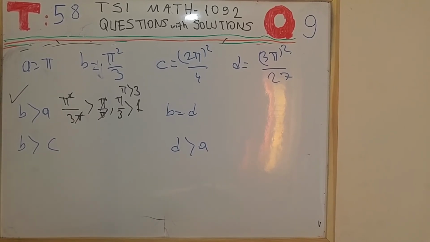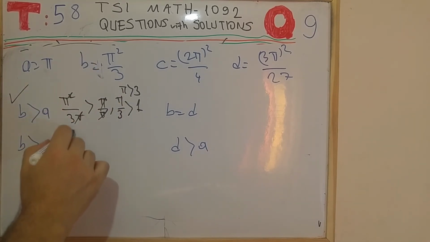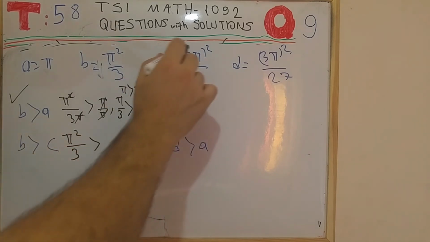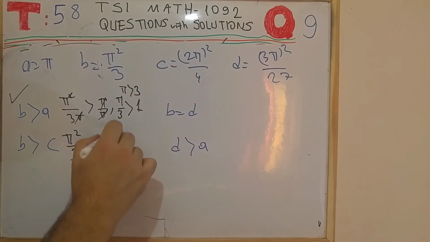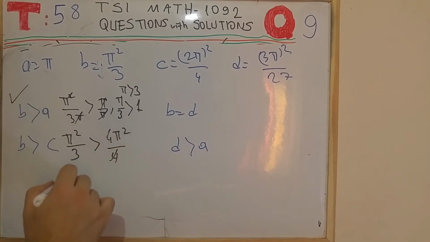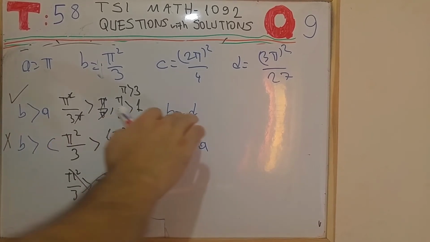B is greater than C. Let's check it out. B is equal to pi square over 3, and C is equal to 4 pi square over 4. So pi square over 3 must be greater than pi square, which is not correct. This is not the case. This is wrong. Let's go to the third one.